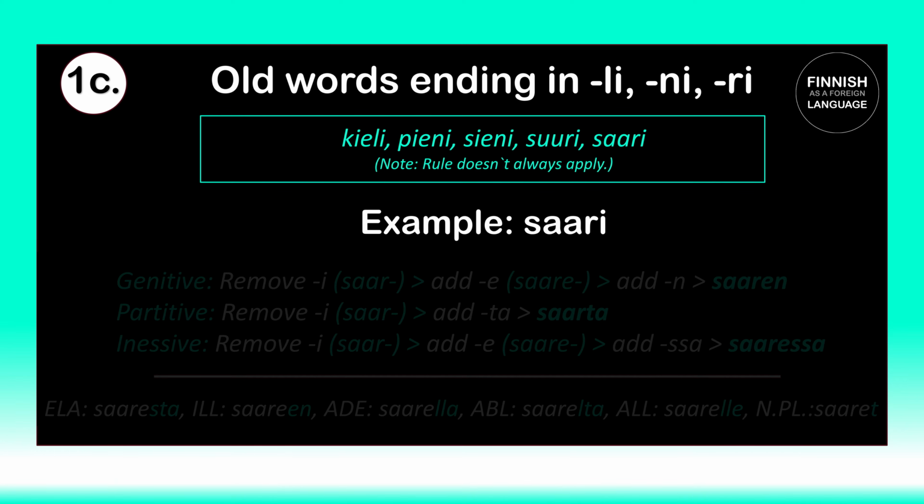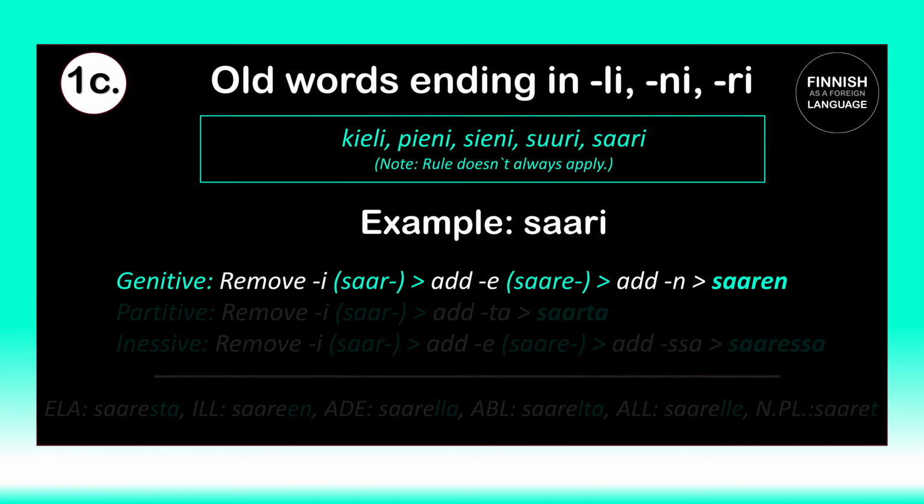Saari, which means island. Now, we want to form the genitive case, so that means in our first step we have to remove the letter I. So, saari becomes saar. Then we add the letter E to it, so that means saar plus E becomes saare. And then we add the genitive marker N to it. And we have saare plus N is saaren. Saaren, which means of the island. It's the genitive case of the word saari.